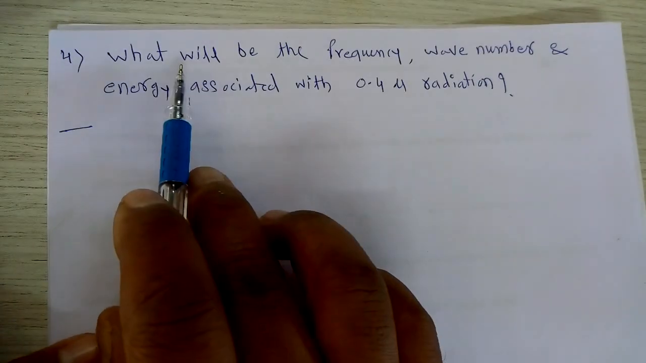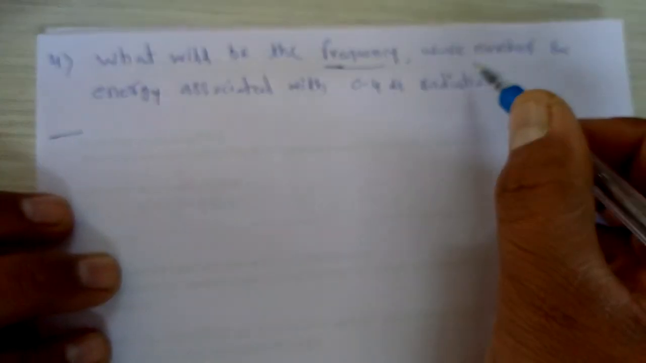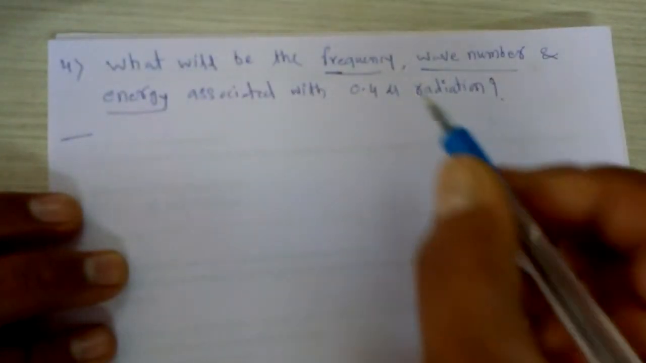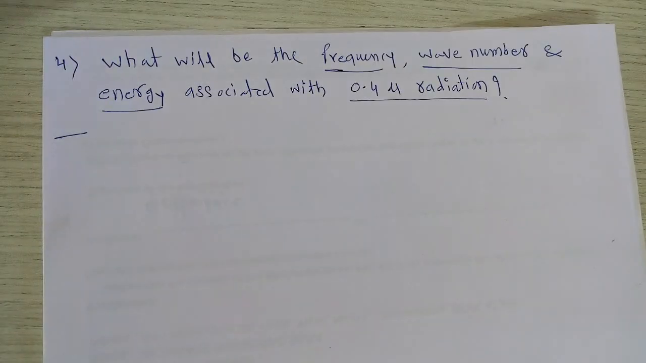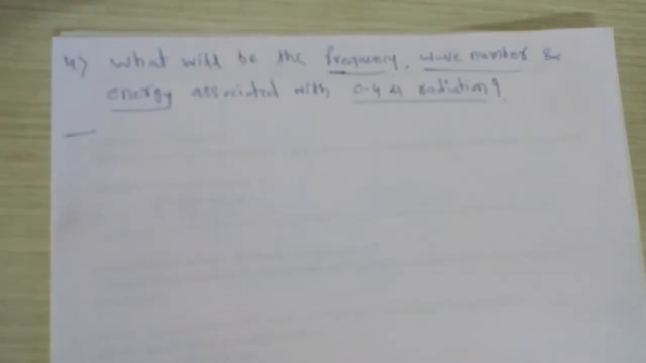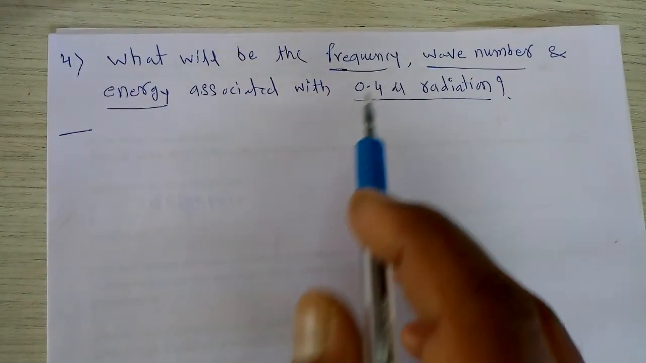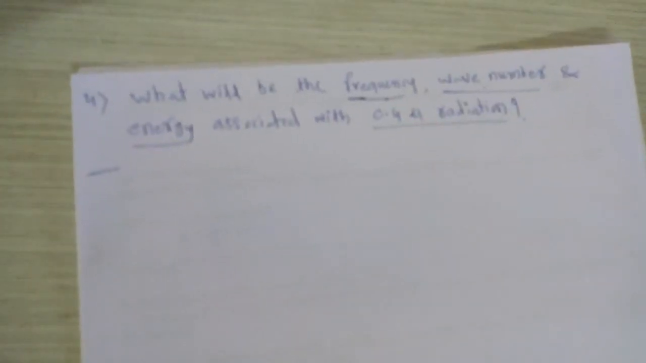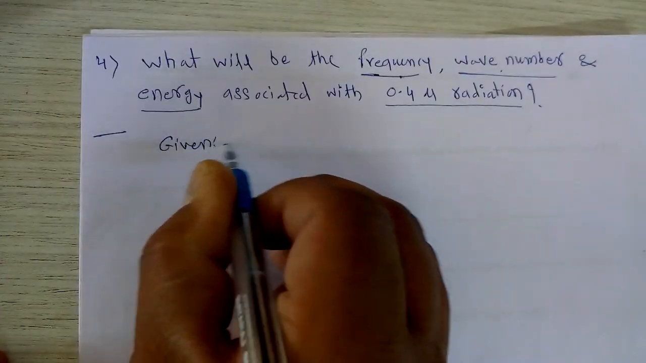It asks what would be the frequency, wave number and energy associated with 0.4 mu radiation. So this is another type of numerical in which we have to calculate the parameters for an electromagnetic wave having 0.4 mu radiation. We have to calculate its frequency, its wave number and its energy. So first of all, we have to write the given from this numerical.